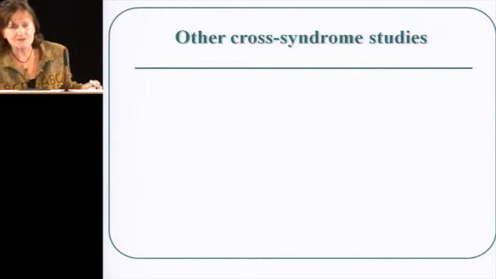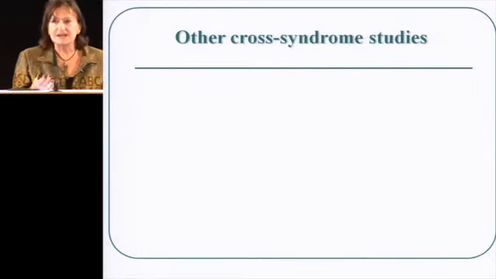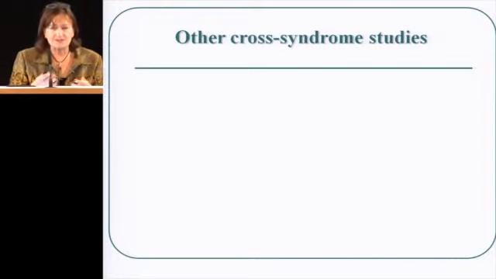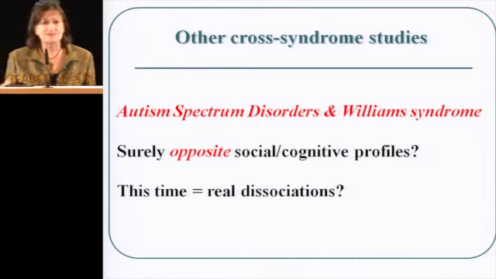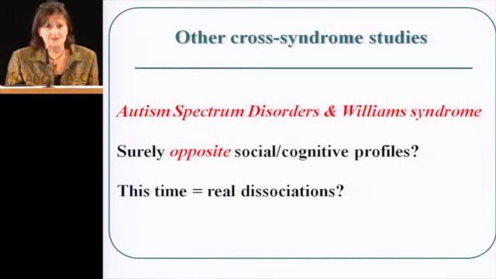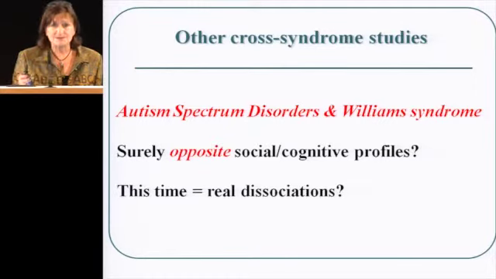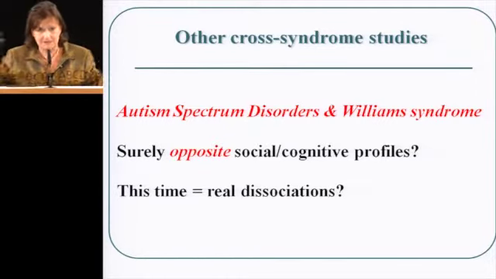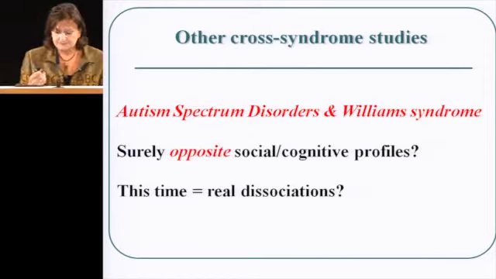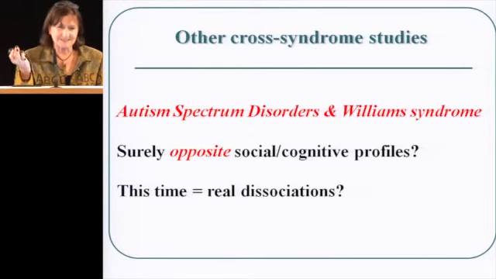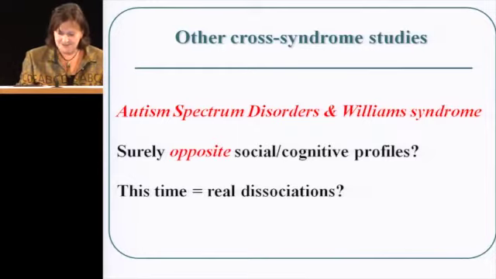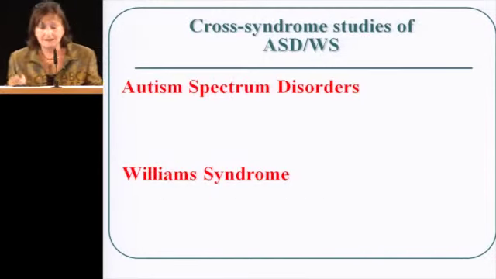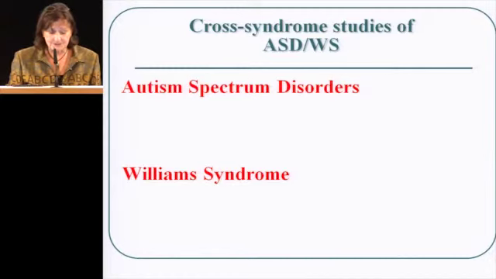What about other cross-syndrome studies? So we've compared Williams and Downs, and it's a very complex picture. It's not nearly clear, double dissociations, etc. But what about autism spectrum disorders and Williams syndrome? For autism spectrum disorders, I'm just going to say autism in future, but think in terms of the broader spectrum. Surely these are opposites. They have very different cognitive and social profiles. So maybe this time we really find some clear double dissociations. So let's look again at a little bit of detail on the two disorders.